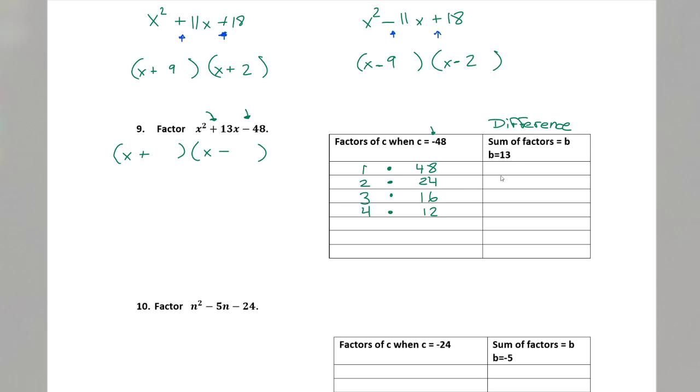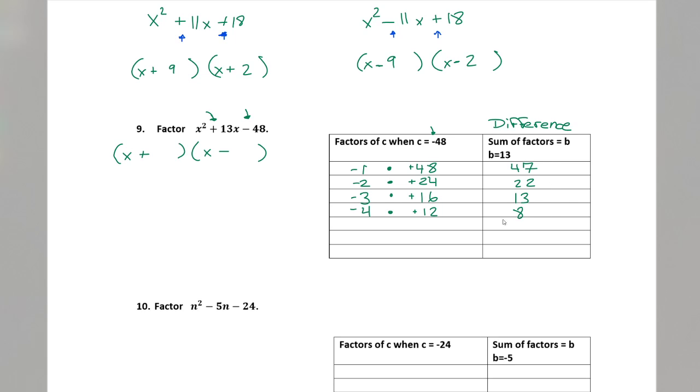It's positive 13, so it means the higher number gets the positive. So in this case, it'll be positive 48, positive 24, positive 16, positive 12, and then negative 1, negative 2, negative 3, negative 4. So if we did 48 plus negative 1, we would get 47. 24 plus negative 2 would be 22. 16 plus negative 3 would be 13. 12 plus negative 4 gives us positive 8.